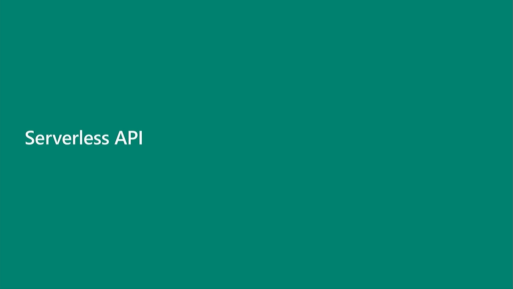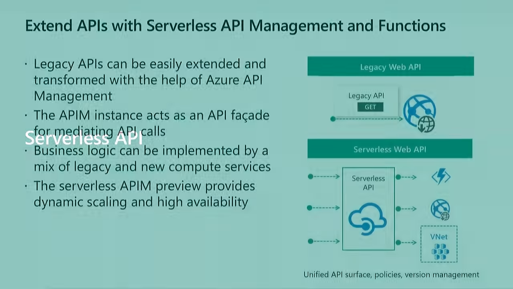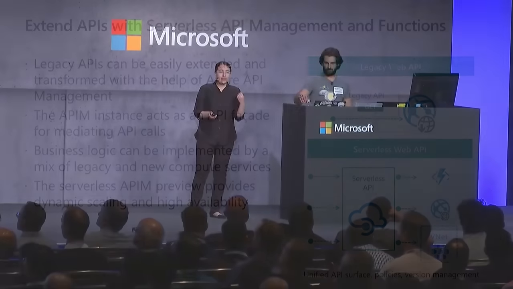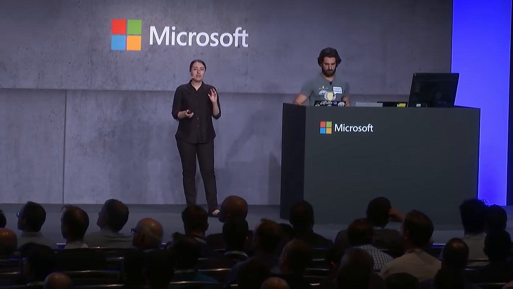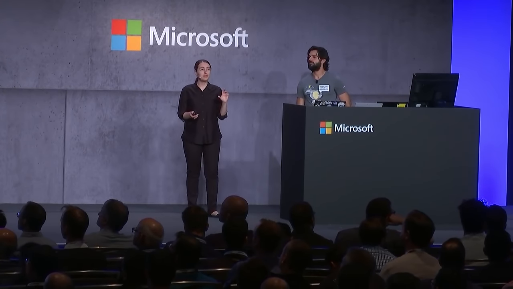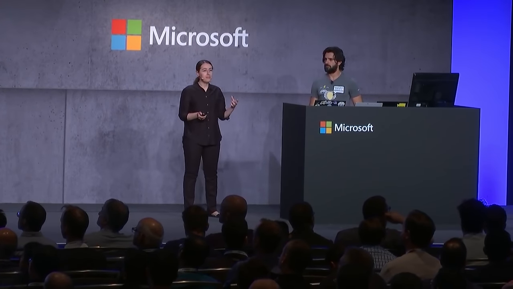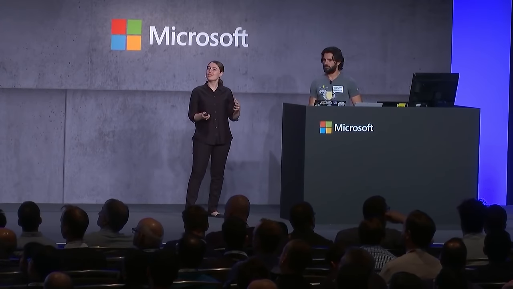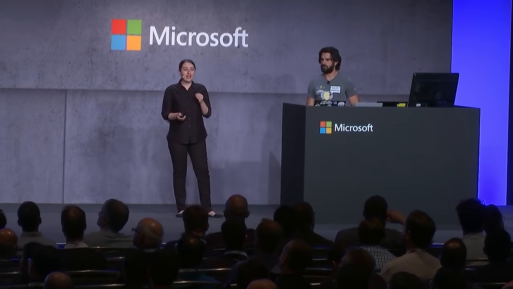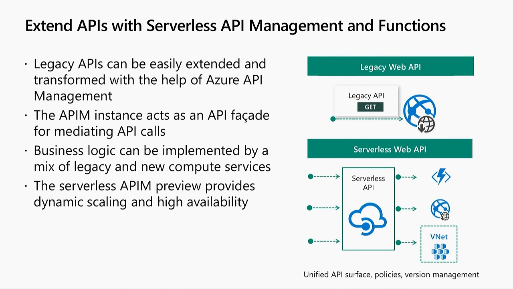So the first app extension example is focused on creating a unified API surface that encompasses existing assets that are already in production and new business logic that is implemented with the help of serverless. In this world, when we create an API facade, we can create that with the help of API Management, which coincidentally was the session right before this one. And it makes it really easy to connect to serverless concepts.